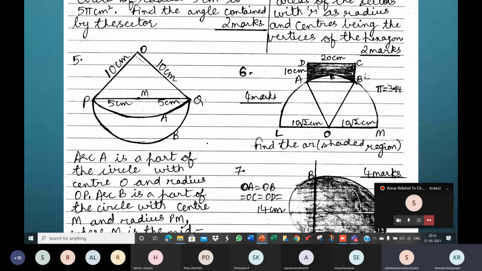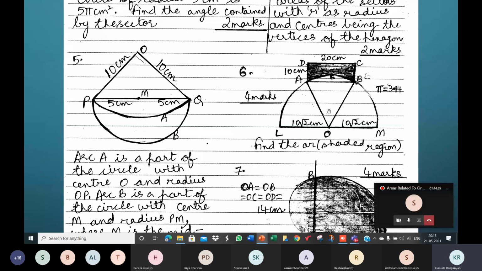So what do you observe in this triangle? By the converse of Pythagoras theorem, which angle is the right angle? Angle AOB is equal to 90 degrees, ma'am. Yes, who was that? Shakti. Okay, so angle AOB is equal to 90 degrees.